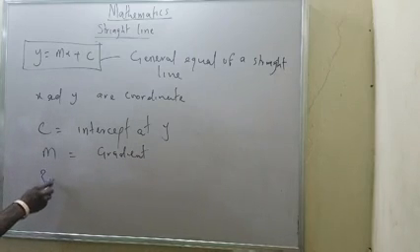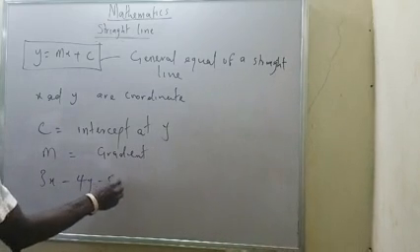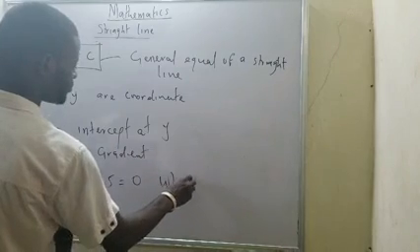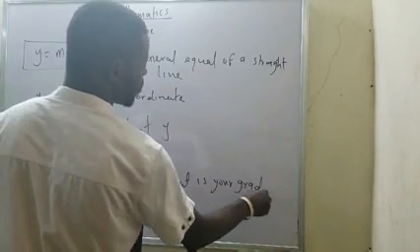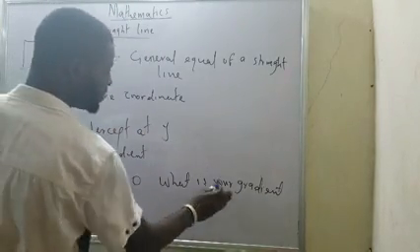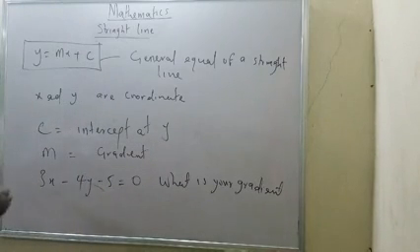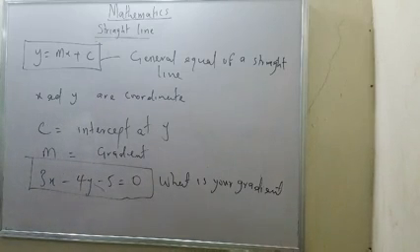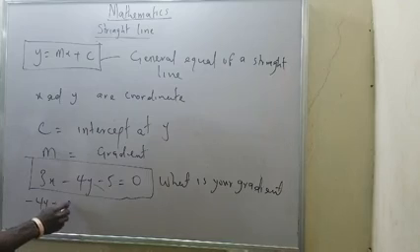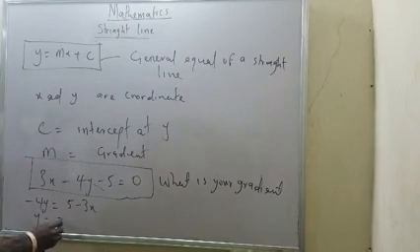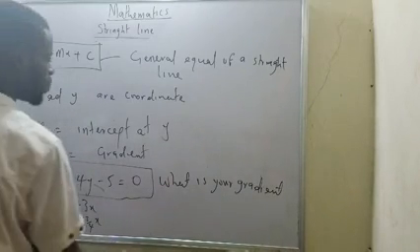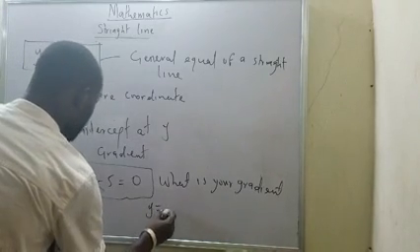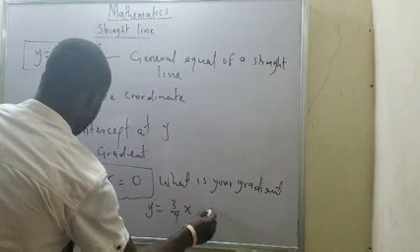For instance, if I have 3x plus 4 minus 4y minus 5 equals 0, what is your gradient? Gradient means just m, and your c. I don't need to stress myself with what I'm having here. What I'm having here is a linear equation. Thank God it's a linear equation. I must learn to present it this way, with my y equals to the other side. It means I'll be having 4y equals 5 minus 3x. Now, y equals minus 5 all over 4 plus 3 all over 4x. By having this, I think I've done what I need to do, which is my y can be equal to 3 all over 4x minus 5 all over 4.